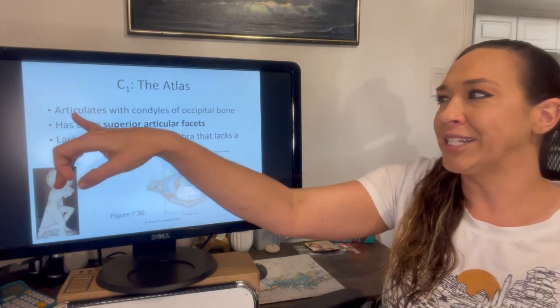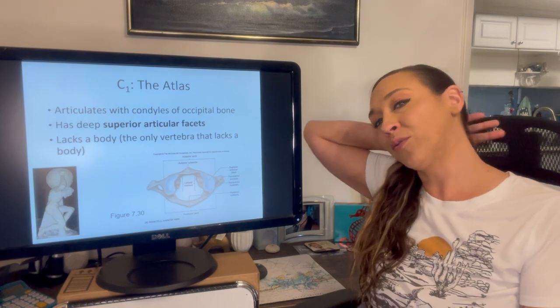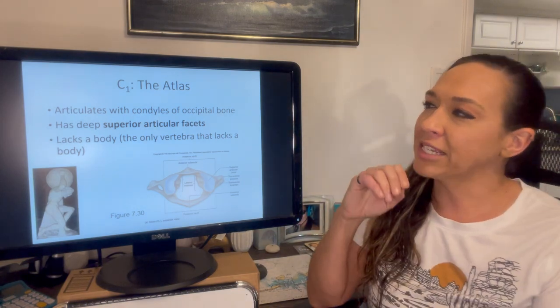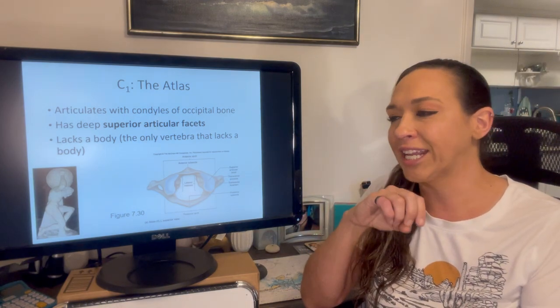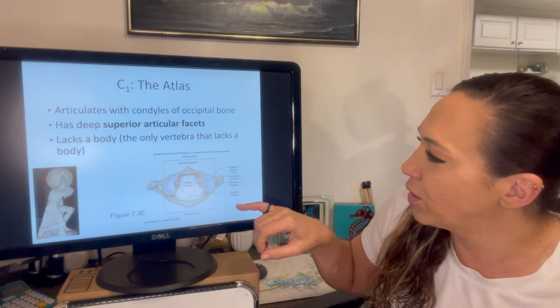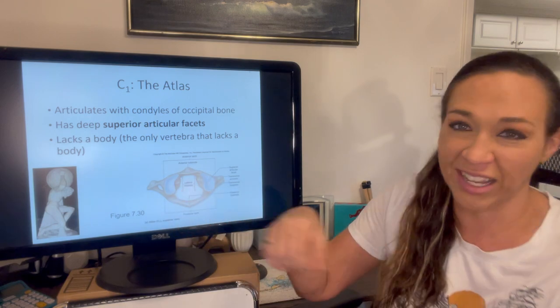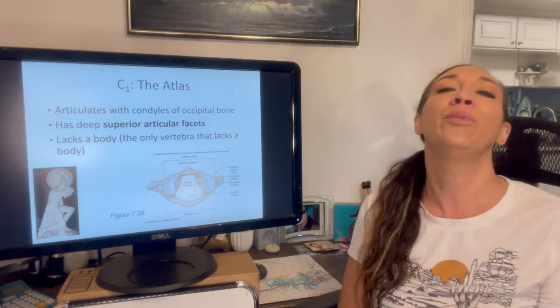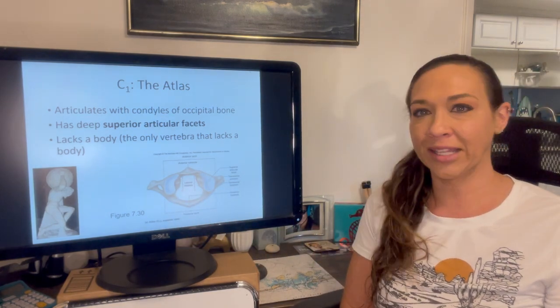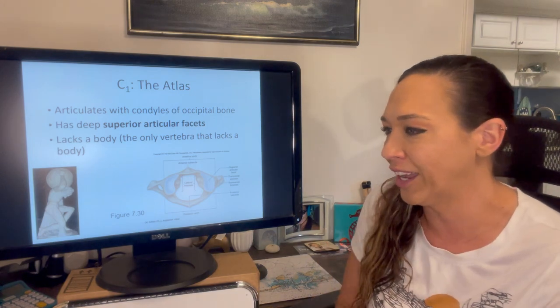So it is going to articulate with the condyles of the occipital bone, right, back here. It does have deep superior articular facets. You can see those basically right here. This big white part is going to be our articulating facet. That's what's going to allow me to do things like this and do things like this without my head falling off or potentially breaking.